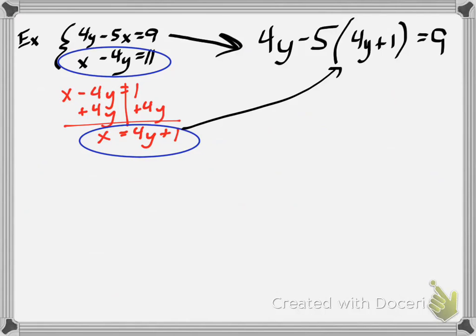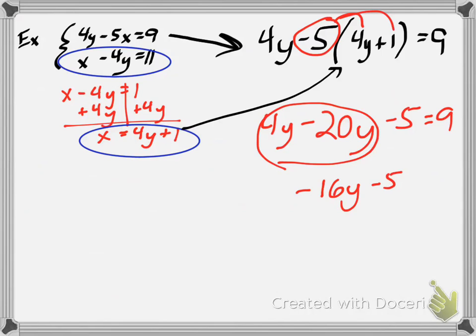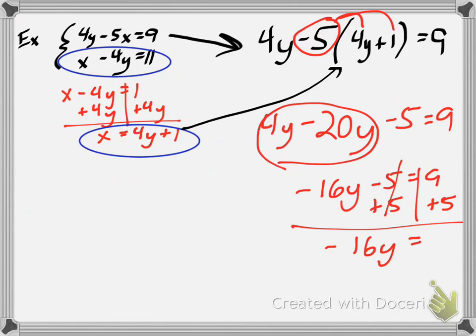So, how do you simplify it? You write down the 4y, and then negative 5 distributes. So you get negative 20y minus 5 equals 9. Now we can just solve for y. 4y and negative 20y makes negative 16y minus 5 equals 9. Add 5 to both sides, and I get negative 16y equals 14. Divide both sides by negative 16.